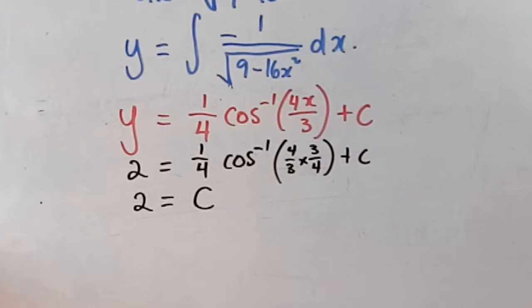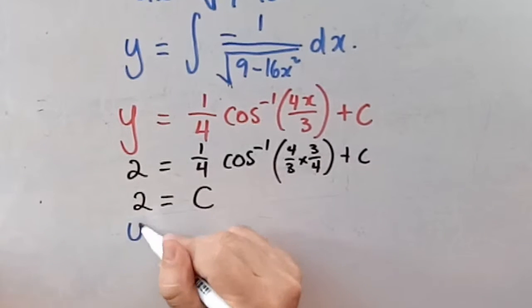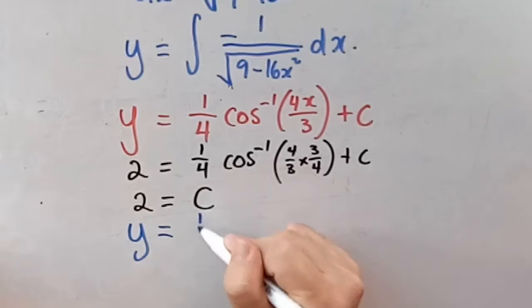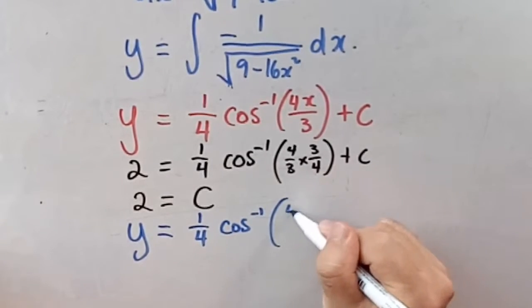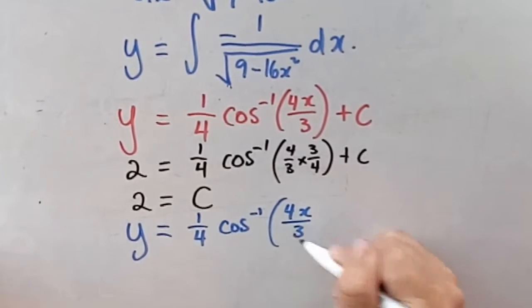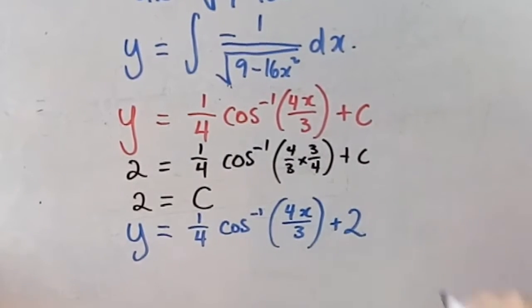So therefore 2 is equal to c. Now we've got the final answer: y equals 1/4 inverse cos of 4/3 of x, plus 2.